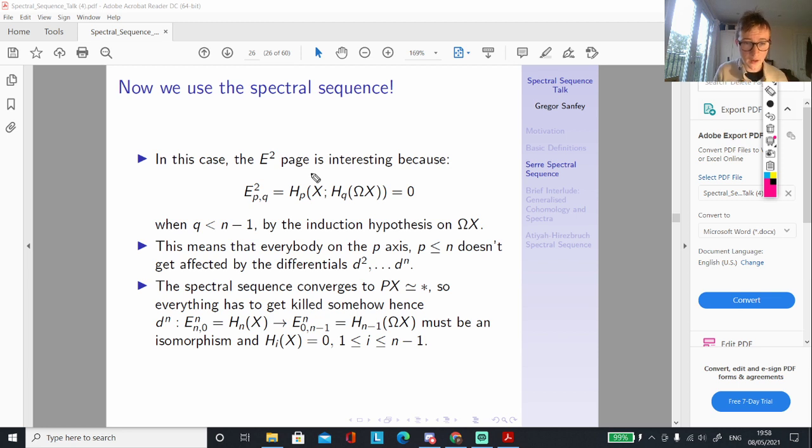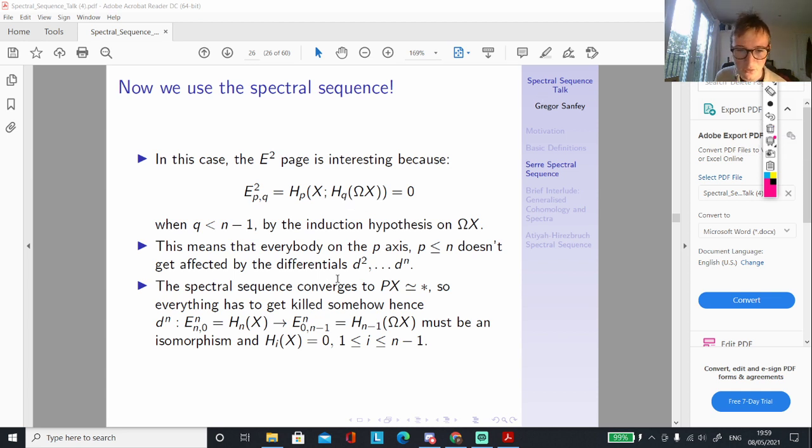Okay, so let's see what we're doing here. Well, the spectral sequence is going to come back now. By the induction hypothesis again, when Q is less than n-1, this right here is going to be trivial, and so everything is going to die. And so along this axis, the p-axis, the zeroth homology up until the nth homology is not going to get affected by the differentials, because they're going to be mapping to something trivial.